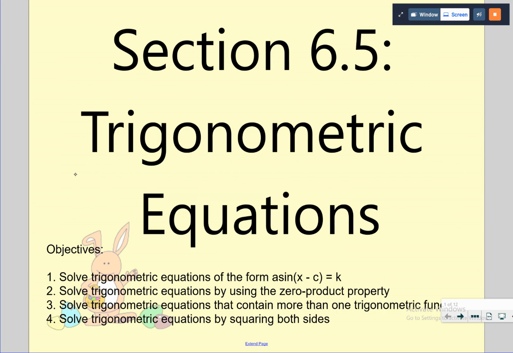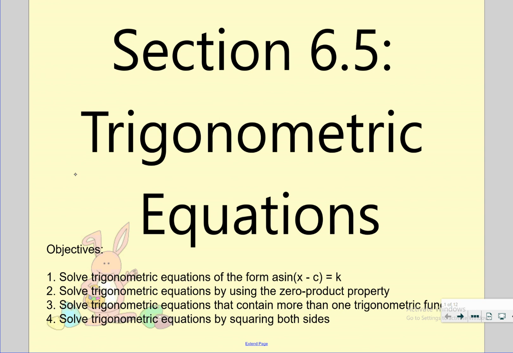So there's only 2 more sections in this chapter before we take our test. The first half of your test is over chapter 7, which is all the law of sines, law of cosines, area stuff we did right before break. The second half of the test is going to be over these 2 sections that'll sum up chapter 6 that we were doing before, which is solving trig equations.